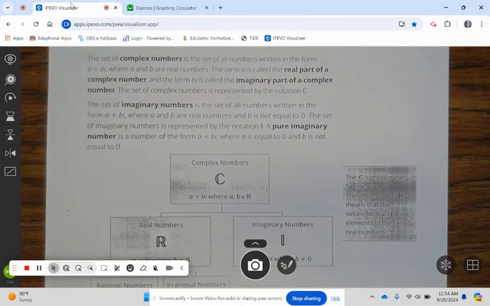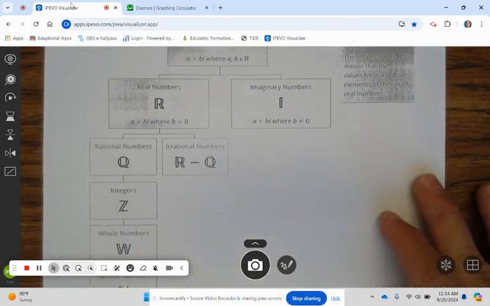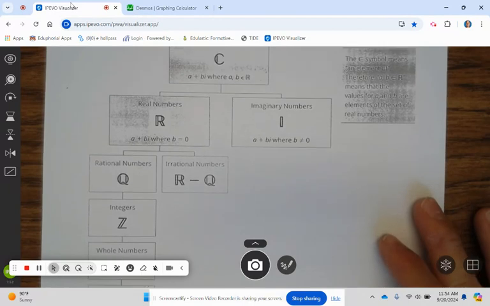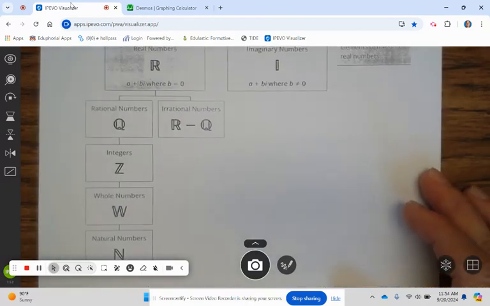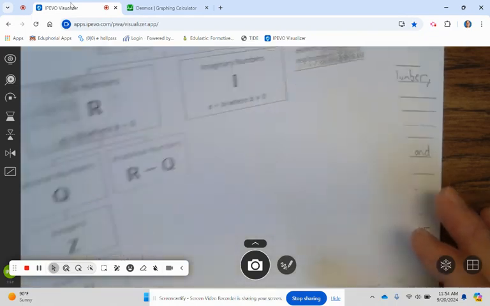The set of imaginary numbers is the set of all numbers written in the form a plus bi, where a and b are real numbers and b is not equal to 0. The set of imaginary numbers is represented by the notation. A pure imaginary number is a number of the form a plus bi, where a is equal to 0 and b is not equal to 0. Okay, go ahead and look over the rest of this page. Study that chart, and let's take a look at the next page.